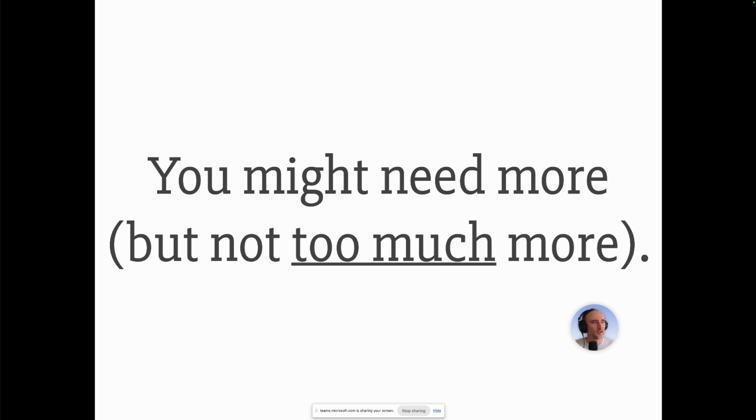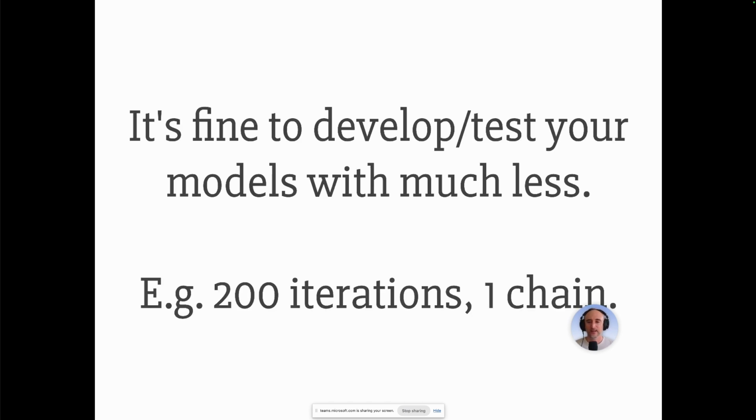But if you're starting to get up into tens of thousands or hundreds of thousands of iterations, you're probably not doing it right. At that point, you probably want to think about simplifying your model, reparameterizing your model. There's probably something computationally that can be improved rather than just throwing more iterations at it. It's totally fine to develop and test your models with much fewer iterations than that. So you might have 2 iterations, 1 chain, maybe even 100 iterations, 1 chain for a really slow model, just for when you're experimenting, playing with your models.